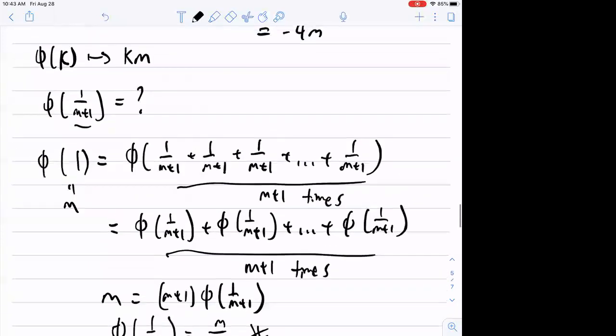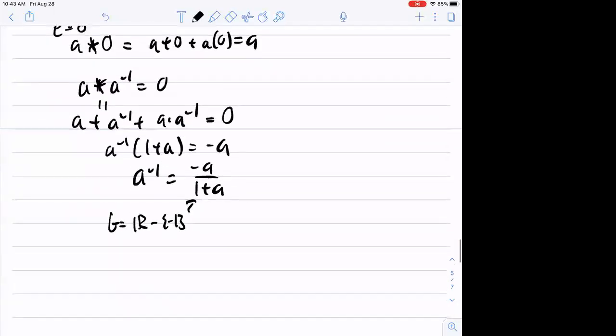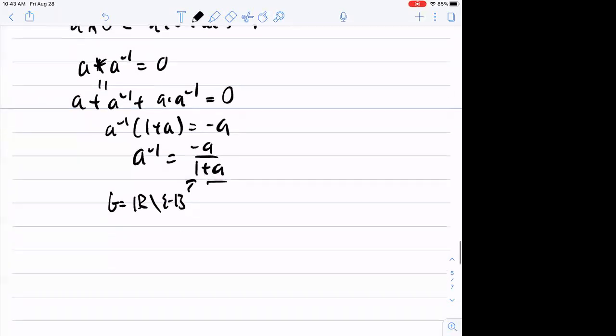And this is the part where the fact that G equals R without -1 is important, because -1 has no inverse. I can't divide by 0.